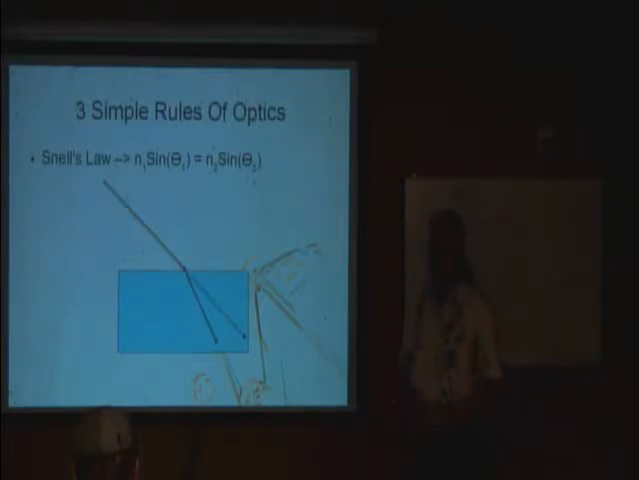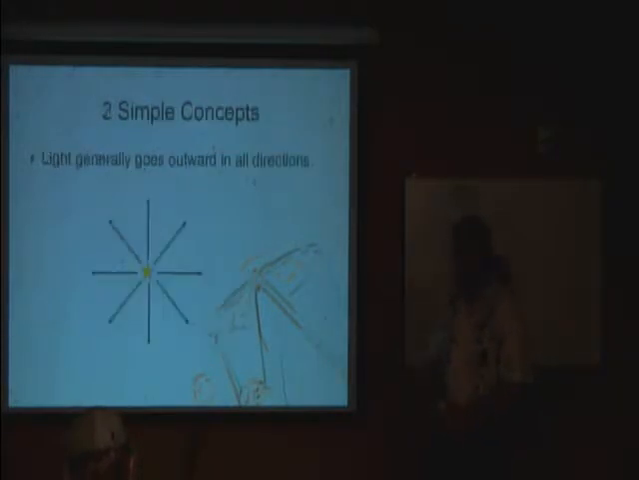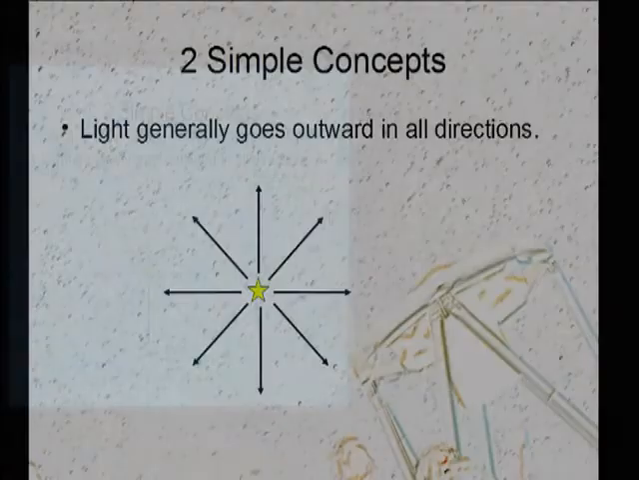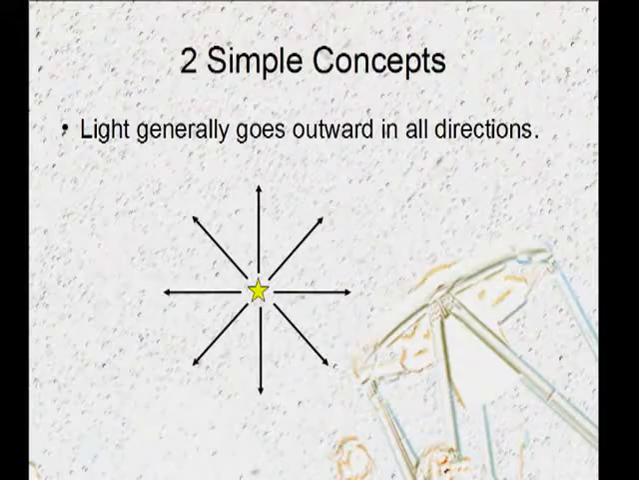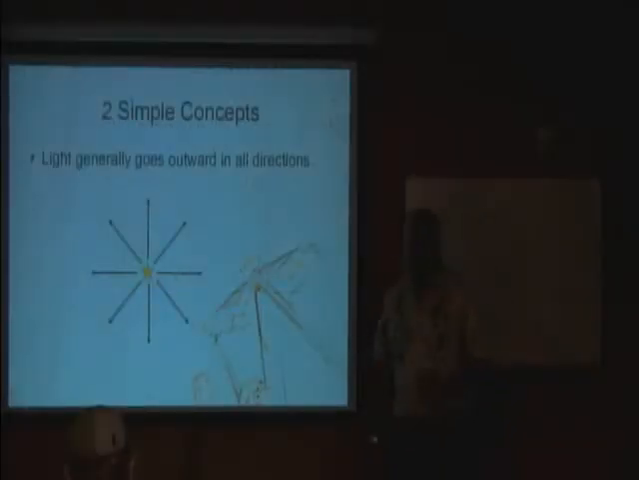But the important thing is that we can bend light by having it go from one medium into another, like from air into glass or air into water. A couple of simple concepts will make this journey a little bit easier. Light generally goes outwards in all directions. So if we have a star here, the light goes in every different direction. It goes up, down, left, right, backwards, forwards, and every direction in between.